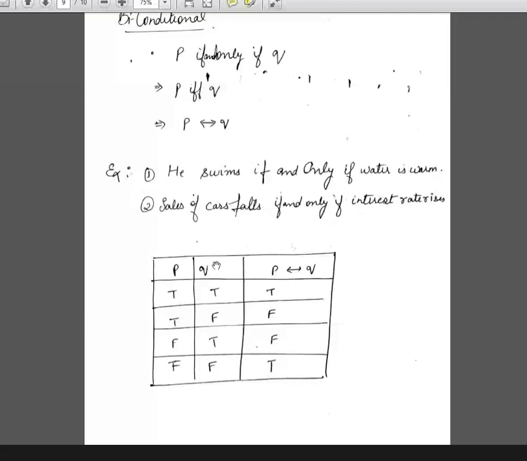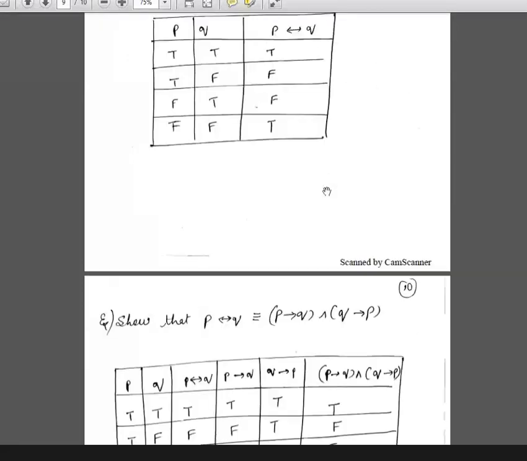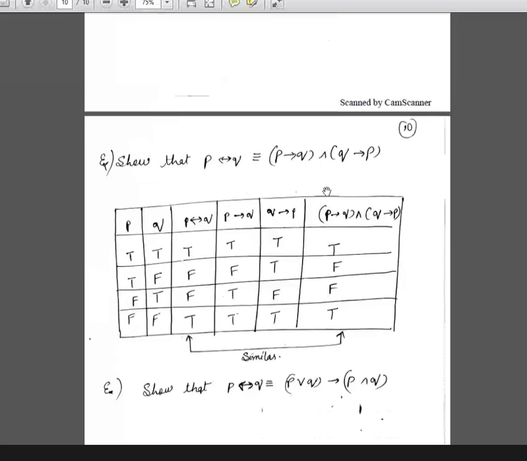Why is it true? Because if P is wrong and Q is wrong, then definitely P does not imply Q and Q does not imply P. So that means it is right. P does not imply Q and Q does not imply P, means it is true. So this is the truth table for the biconditional.